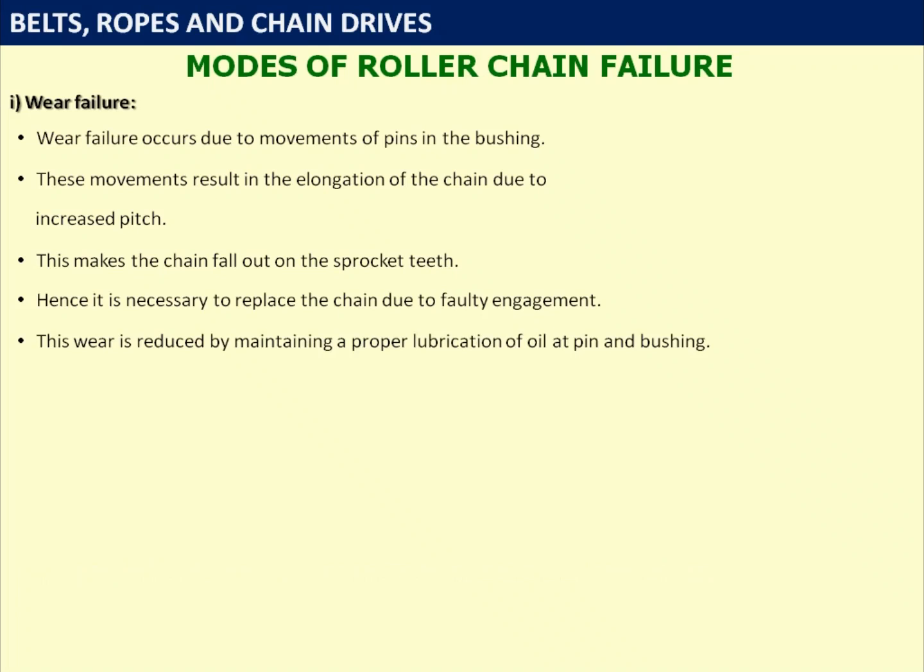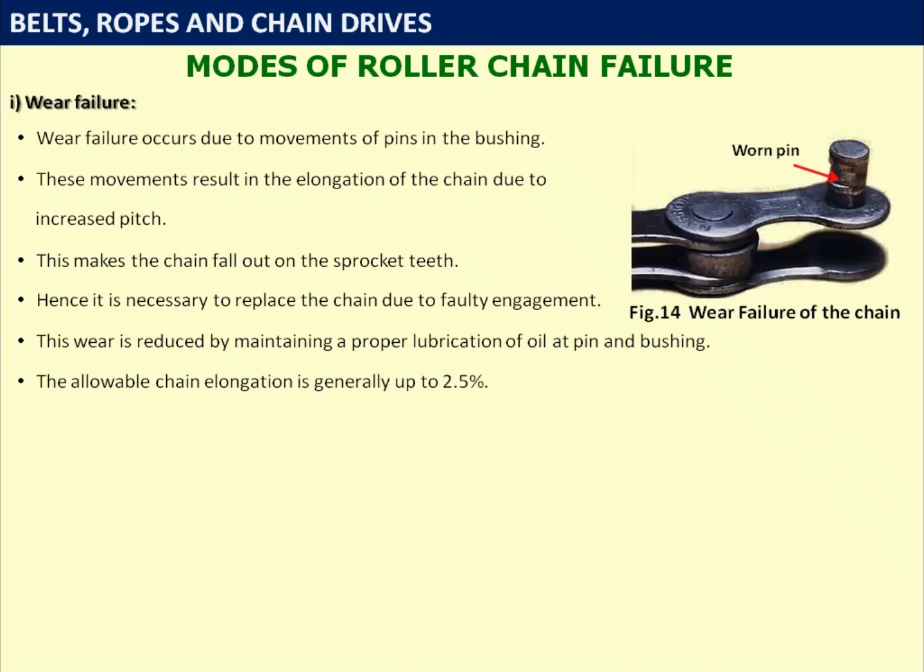This wear can be reduced by maintaining proper lubrication of the oil at pin and bushing. This problem we generally observe in the case of our bicycle chains. Frequently after some time period we find that the chain is coming out of the sprocket. This is basically because of the wear failure. The allowable chain elongation is generally up to 2.5%.